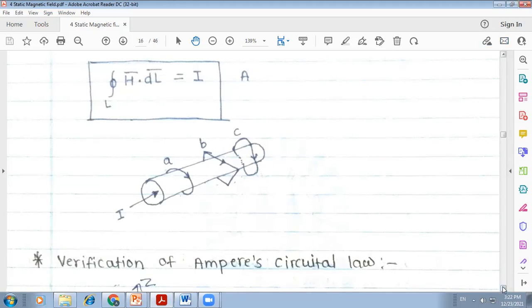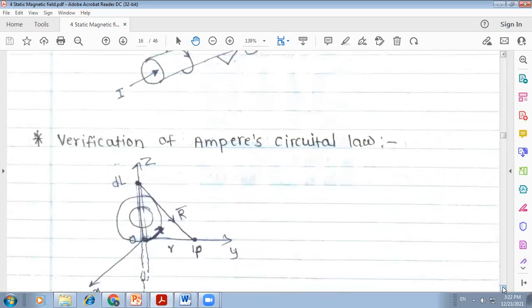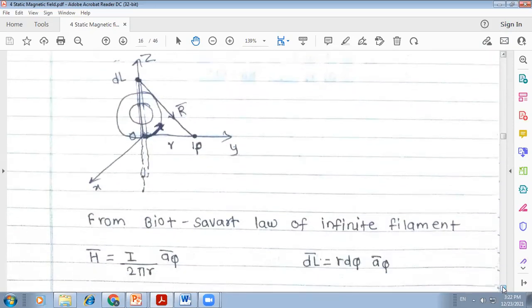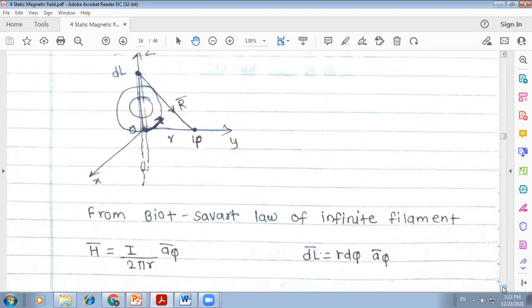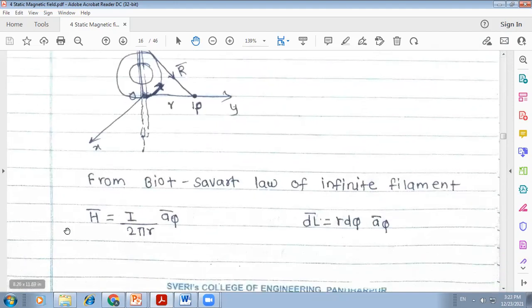Then we'll see here the verification of Ampere circuital law. We know the Biot-Savart's law. The Biot-Savart's law is given by H bar for an infinite filament. Here we are considering the infinite filament. We obtained three derivations for infinite, finite, and circular loop. So when we consider an infinite filament placed along the z-axis, whose length is from minus infinity to plus infinity.